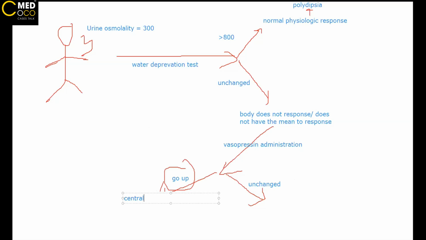So central diabetes insipidus, right here, okay, because they don't have ADH. They don't have ADH in the body. They have the means, the nephron is fine, they just don't have the ADH, okay? Now if it's unchanged, it's nephrogenic, because they have the ADH, it's just resistant, the nephron doesn't work. Still remember the nephron that I drew earlier?